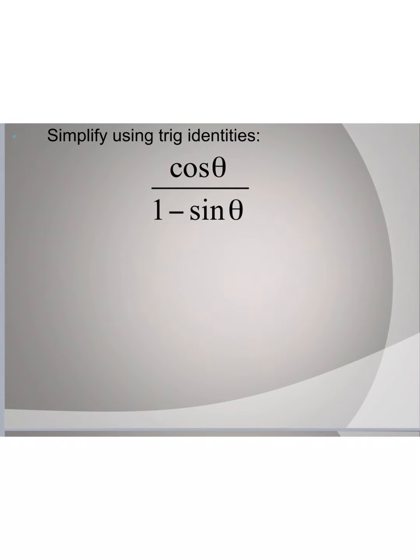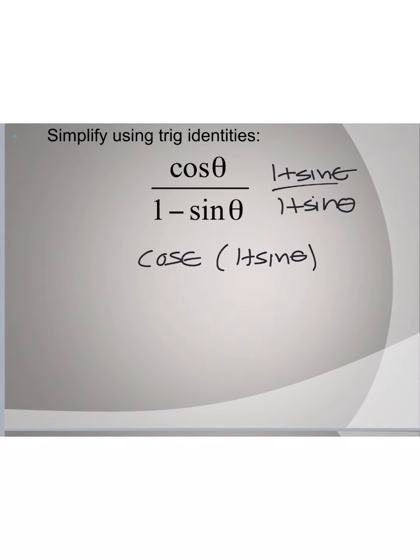To simplify our expression here, we want to make sure we combine our denominator to get a single term. Right now I have 2. I have 1 and a negative sine. So in order to do that, I'm going to multiply both the numerator and denominator by 1 plus sine of theta. And when we multiply this together, it works very similarly to complex conjugates. What I'm going to get for my denominator is my first term squared minus my second term squared. So I have cosine of theta times 1 plus sine of theta in my numerator. And then for my denominator, I have 1 minus sine squared.